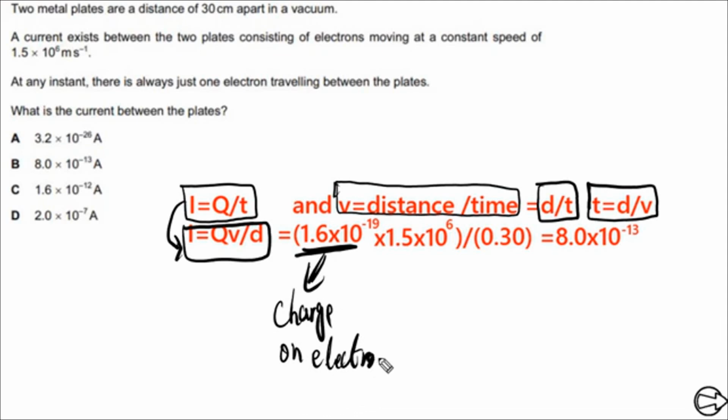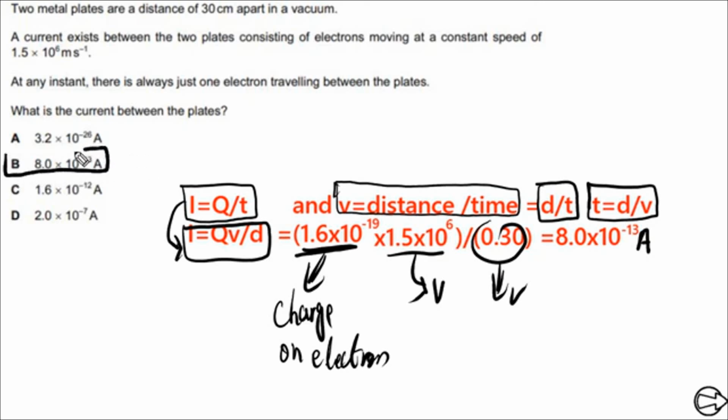So here is the charge on electron. This is the speed of electron. So this is V, and this is the distance between plates. If we simply solve, we will get 8.0 times 10 to negative 13 amps. So this is our final answer.